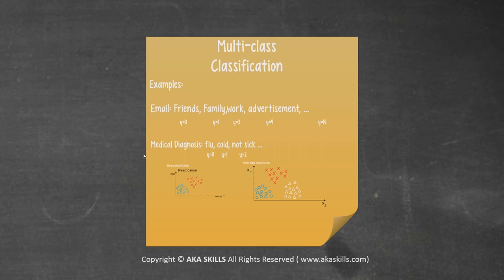Another example is medical diagnosis. Depending on the features X, which represent the diagnosis of a doctor on the patient, for example, the patient has fever and so on, as a result we can conclude that he has a cold, or he has a flu, or he's not sick at all. That's also multiple classes: y equals 0, y equals 1, and y equals 2.